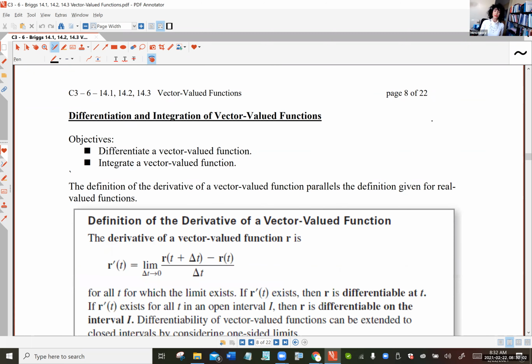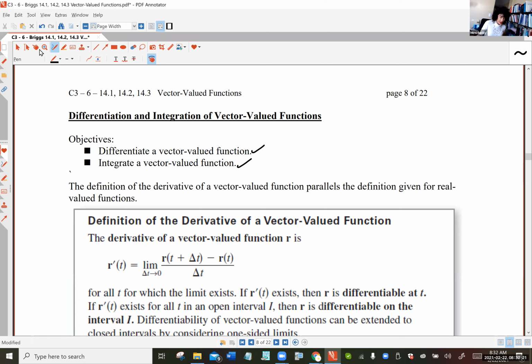Okay, so let's do differentiation and integration of vector valued functions, shall we? So what about it? Well, we're finally hitting more calculus. Did a little bit last week with limits of vector valued functions. Now we're going to do some more calculus on vector valued functions. We'll differentiate and integrate, okay?